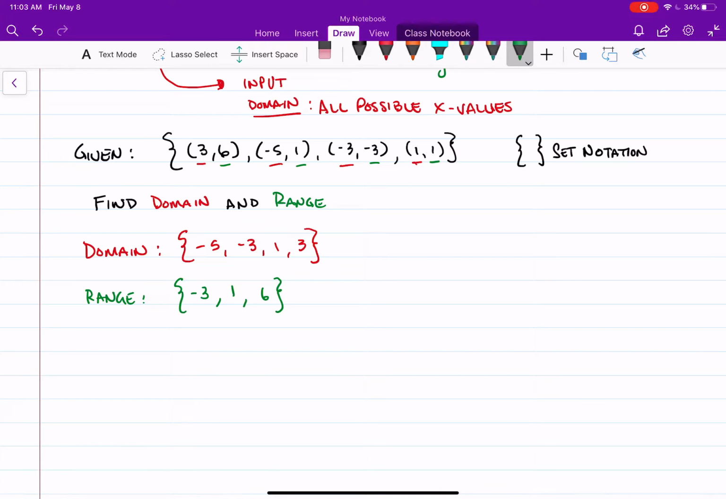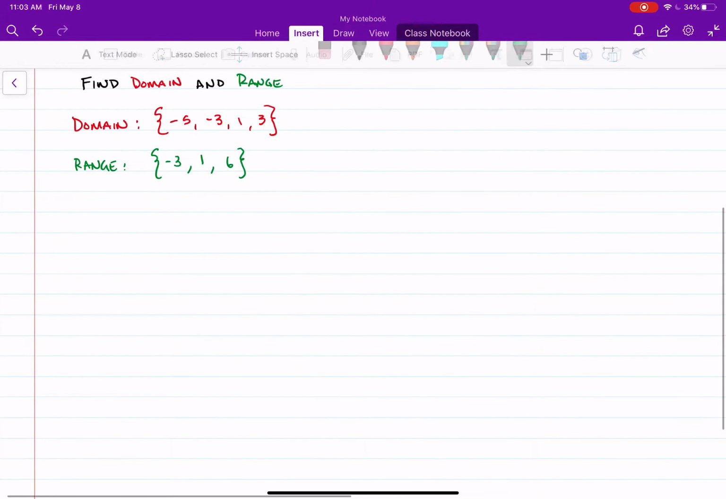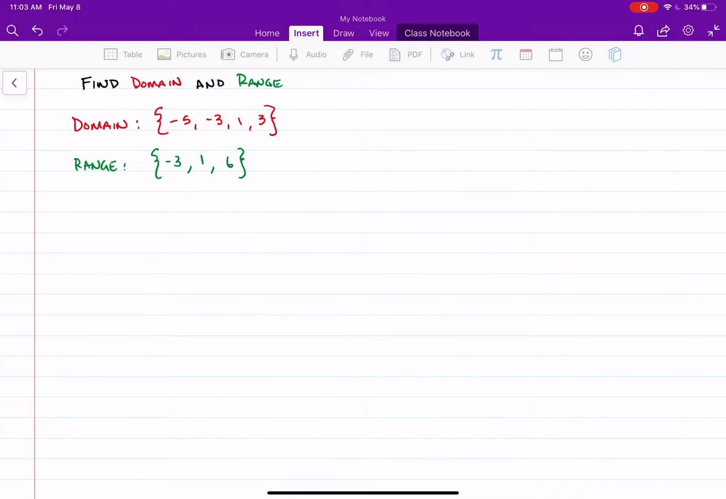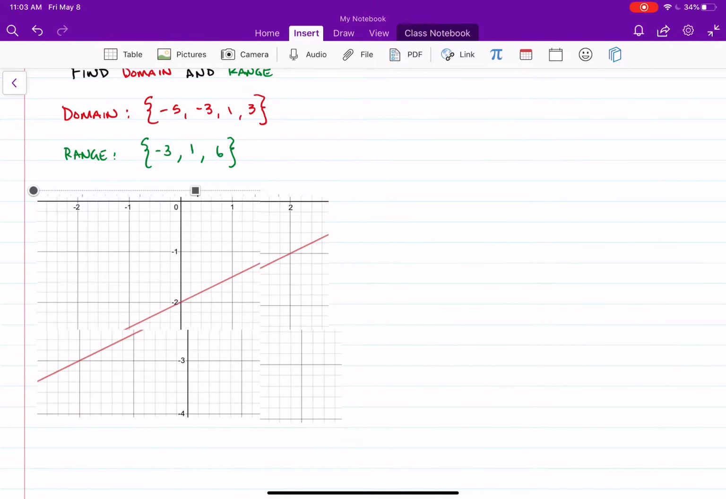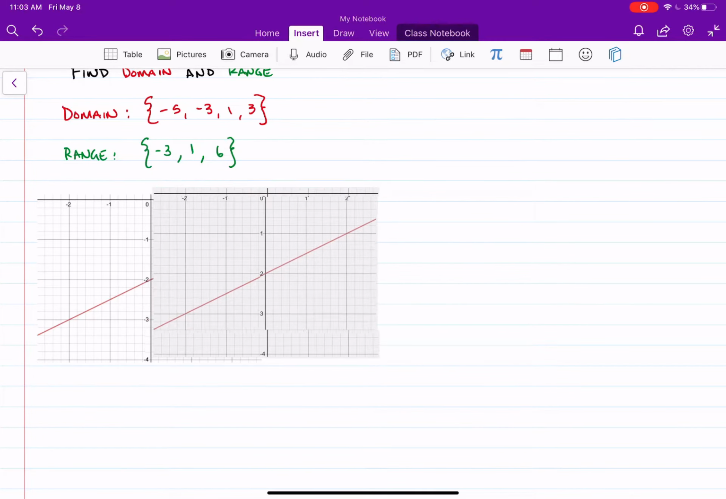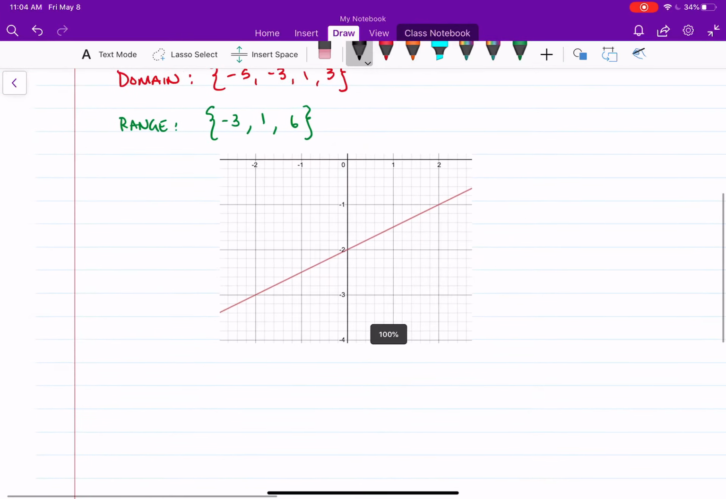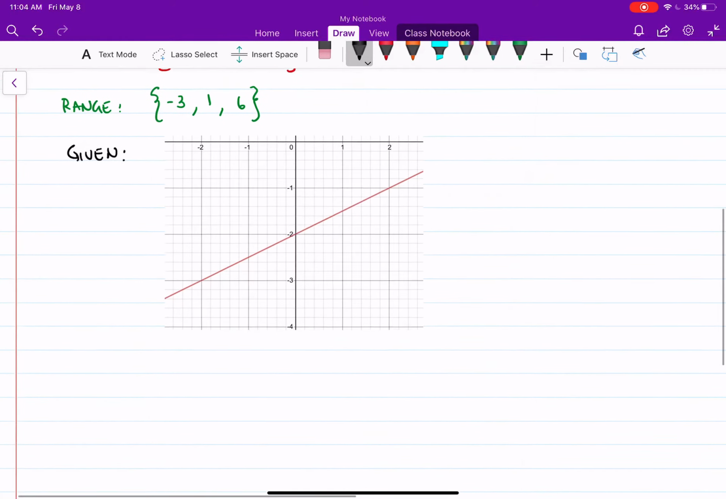Okay, so how would you find it on a graph? All right, so let me do this here. Insert file. Let's start with something simple. So let's say a line. Okay, let's even shrink this a little more. All right, so let's say I was given this graph. And again, it wants you to find the domain and range.